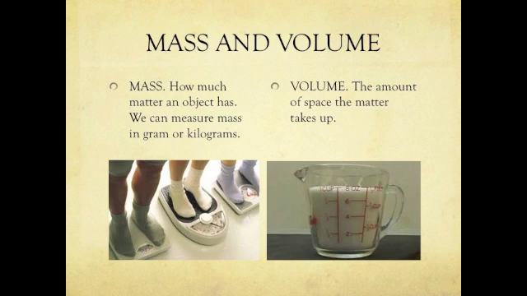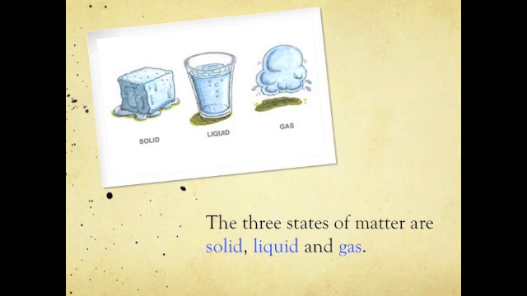Mass. How much matter an object has. We can measure mass in grams or kilograms. Volume. The amount of space the matter takes up. The three states of matter are solid, liquid, and gas.